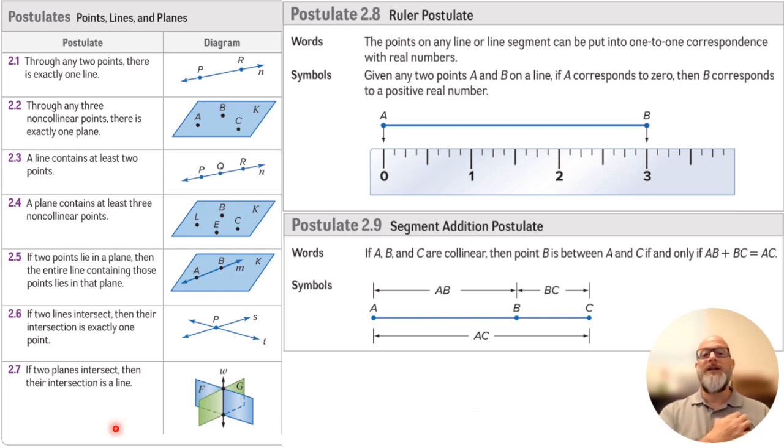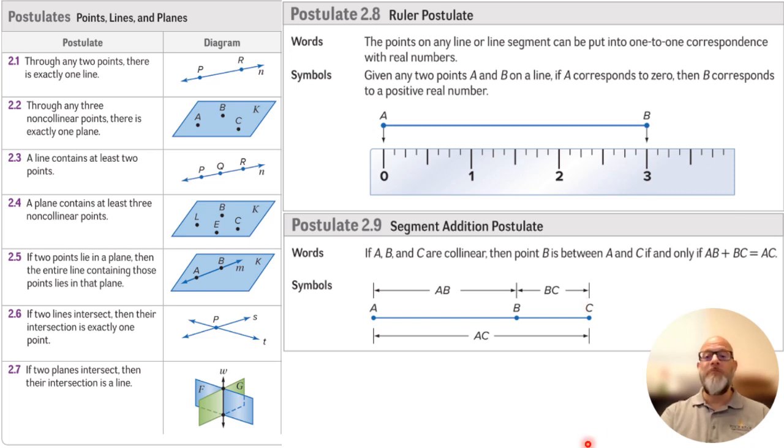All right, postulate 2.9 you need to memorize because you're going to use it throughout this section, this lesson, and in future lessons. It's the segment addition postulate. If A, B, and C are collinear, then point B is between A and C if and only if AB plus BC equals AC. All right, what are we saying? I mean, it should be obvious to you right here. AB plus BC equals AC. Small plus small equals big.